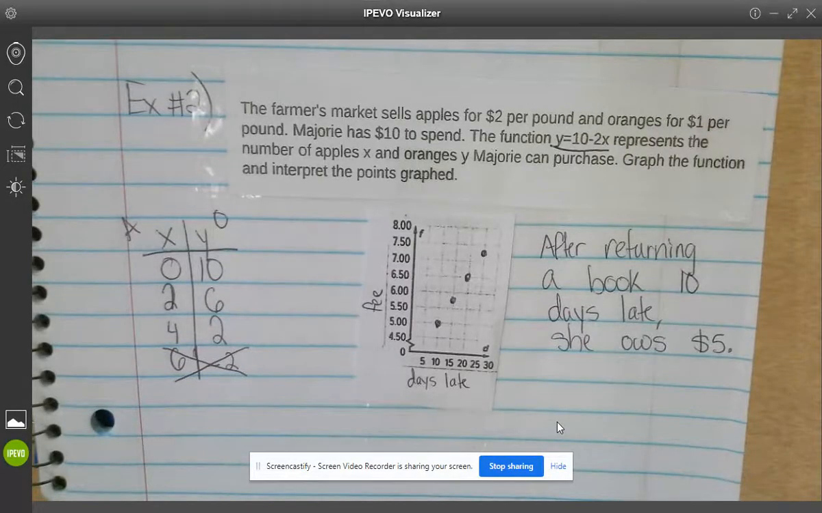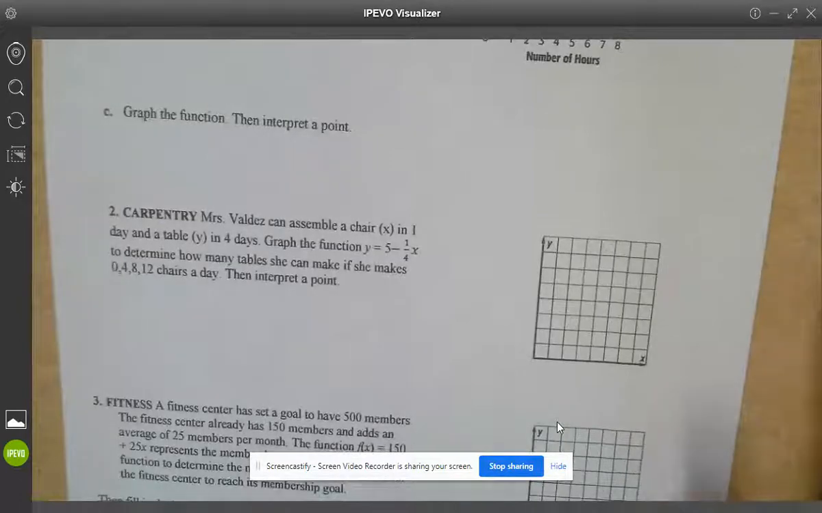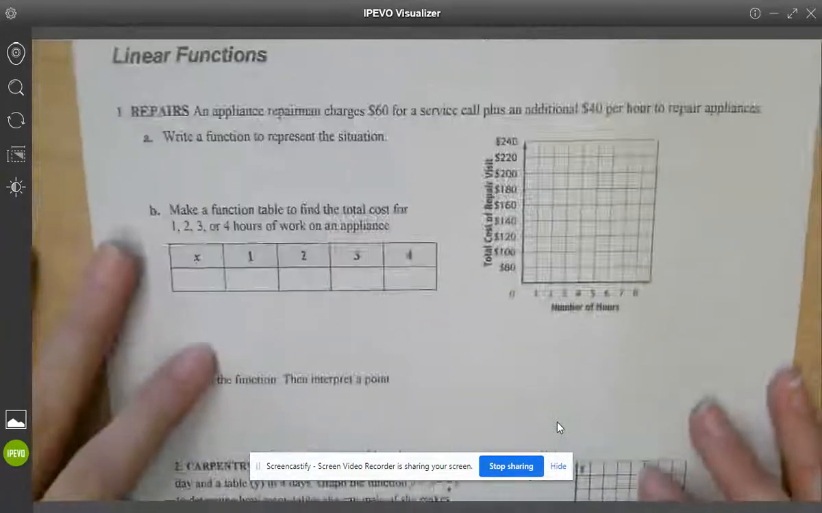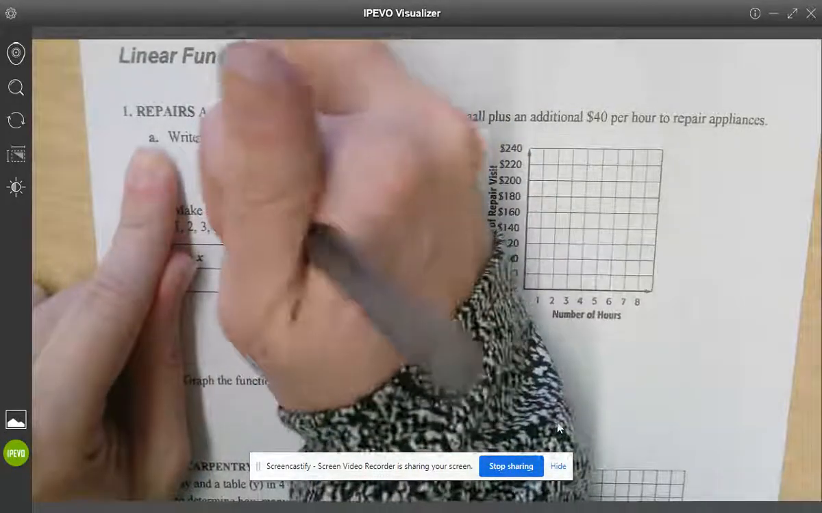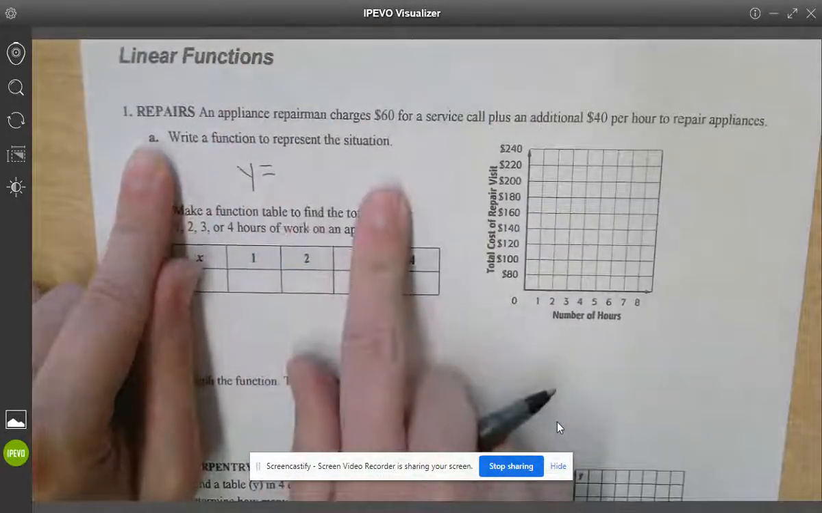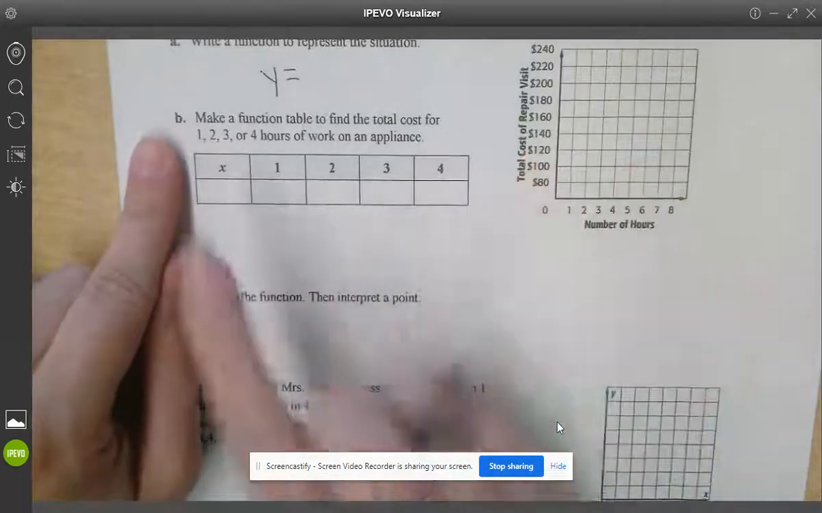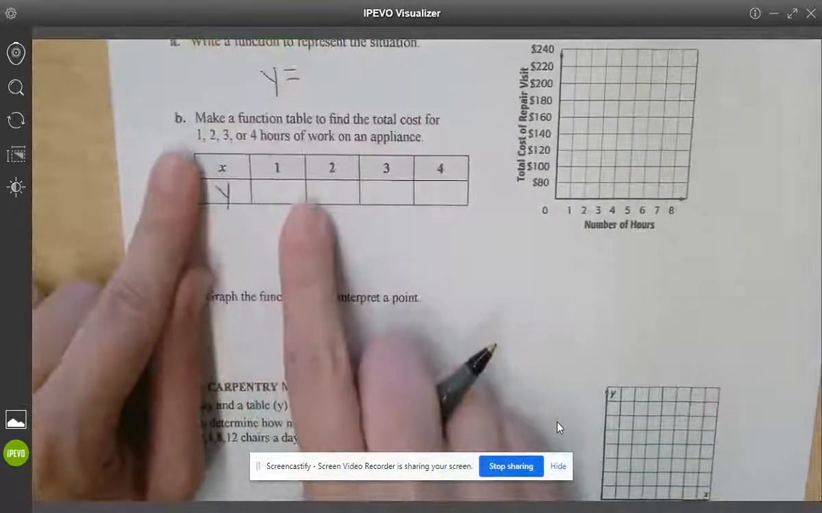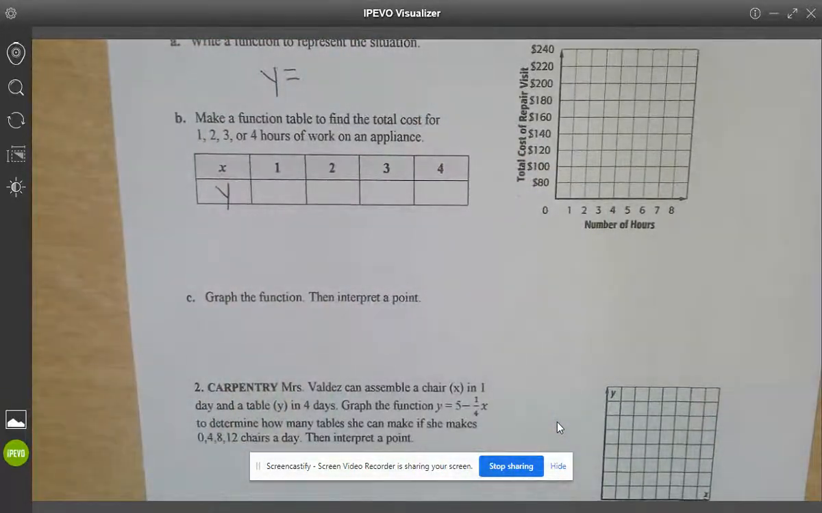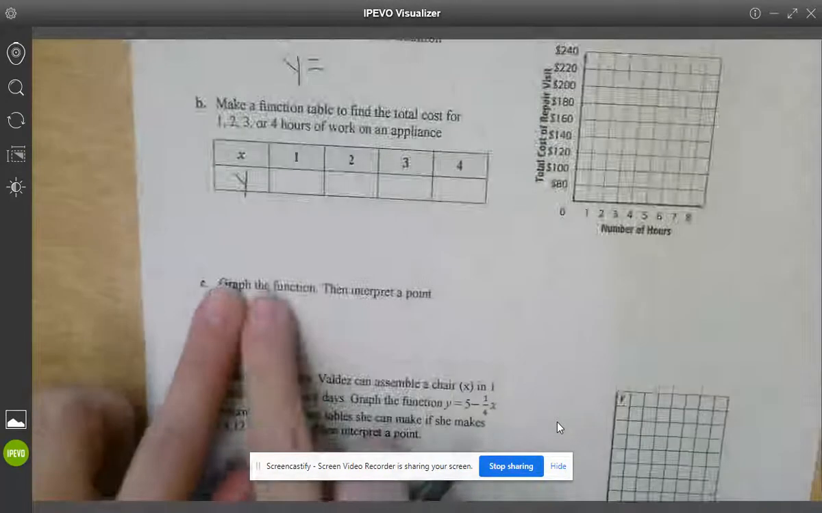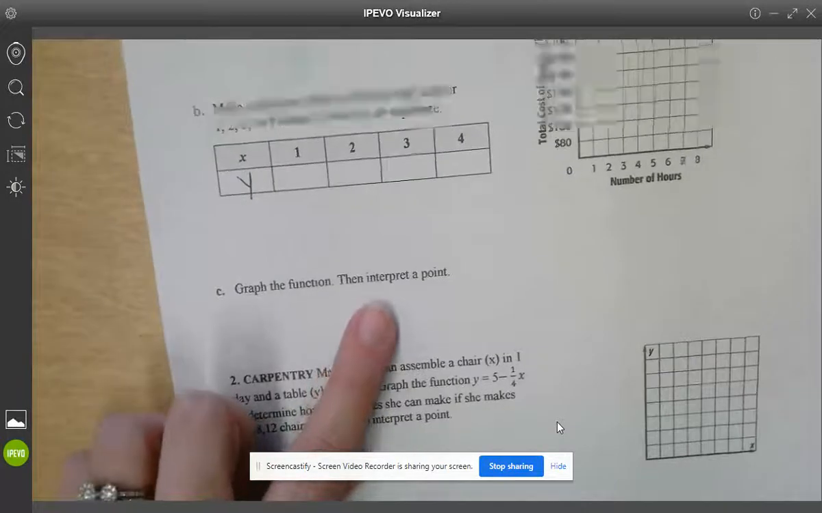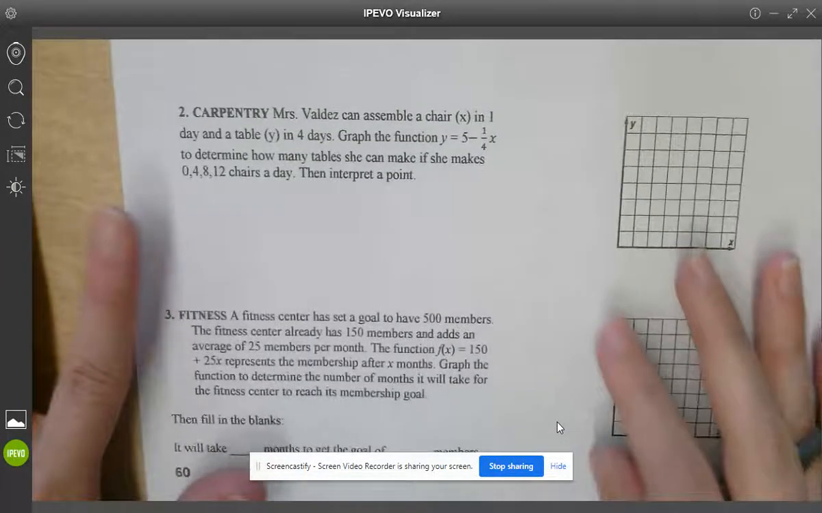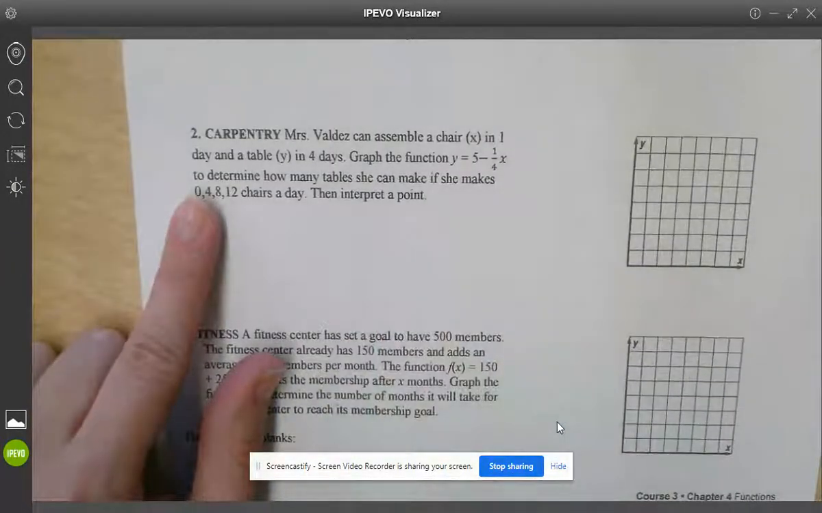Let me get the worksheet here. I'm going to give you some hints on this. Okay, this one, you're just writing the function, so don't forget to put y equals there and write your equation. Everyone always gets confused. This is why. This is just a sideways table from our up and down tables. Don't forget to graph. You don't have to do anything with this graph, but put the points on there and then interpret a point.